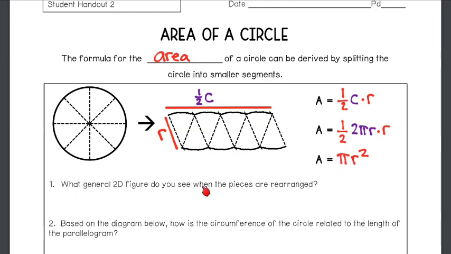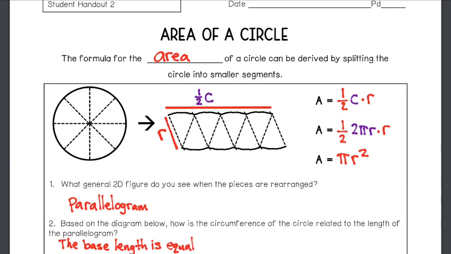Now looking at the two-dimensional figure, we see those 8 pieces as they're arranged there. It's a parallelogram. And based on that parallelogram, we can determine that the side length is half of the circumference.